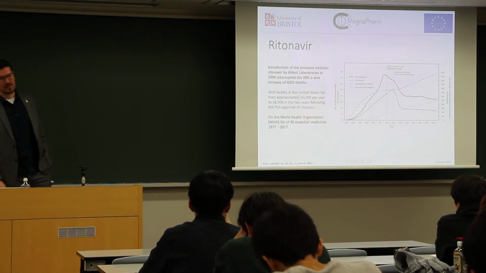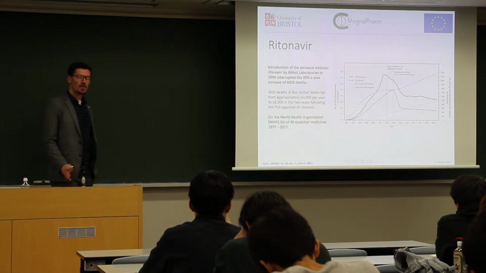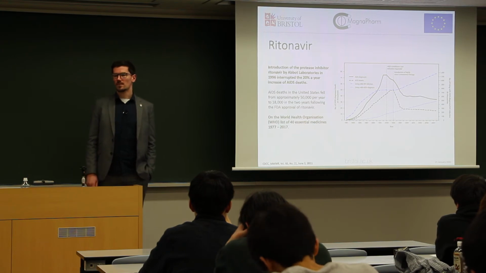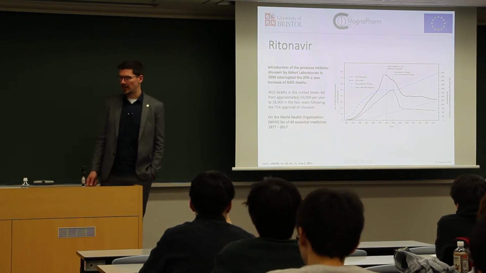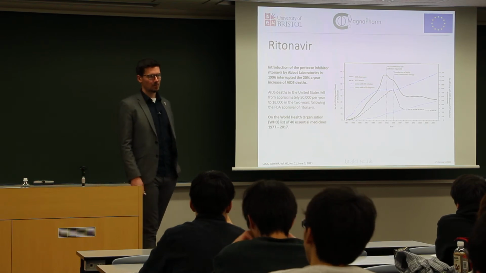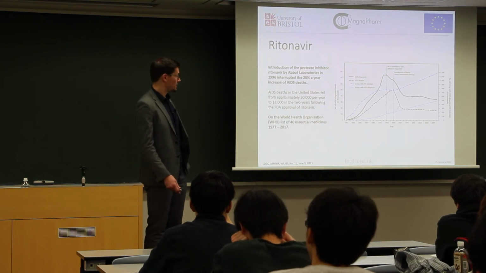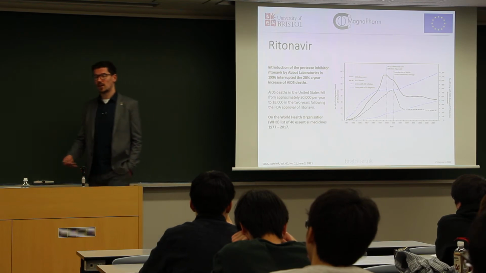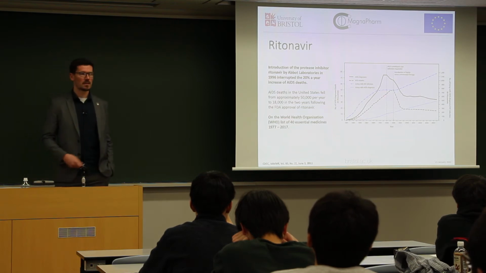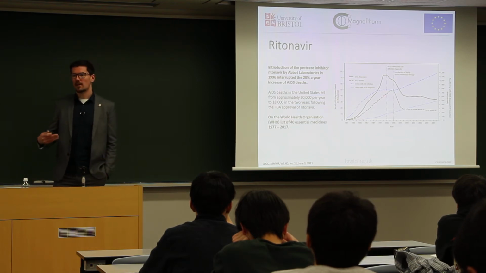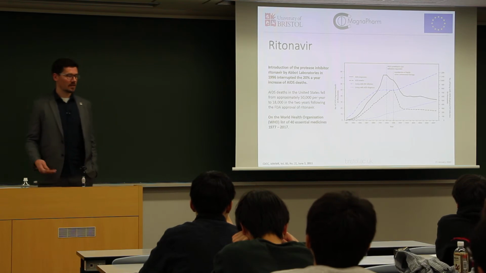A very famous case of this is that of ritonavir. Anyone that works in polymorphism or organic pharmaceutical crystal growth would have heard of ritonavir. It's a protease inhibitor that basically stopped people dying from AIDS. So if you look at the dotted black line in this graph, which is the important one, that's the number of deaths from AIDS, the disease.